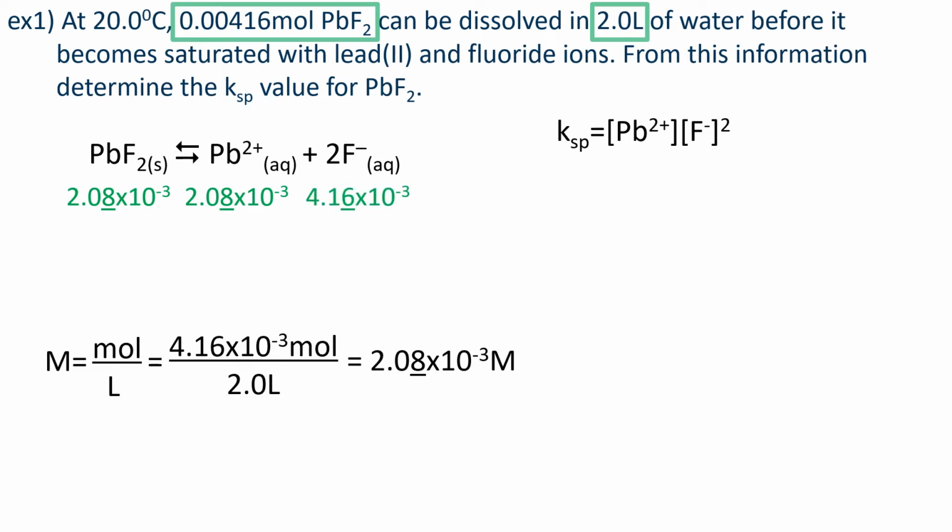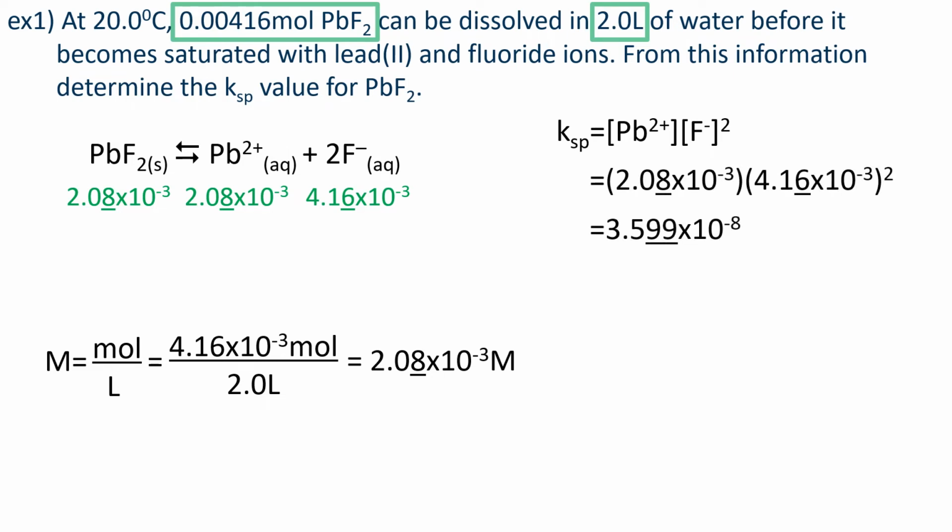So now that we know the concentration of Pb²⁺, and we know the concentration of F⁻, we can substitute those into our KSP expression. We run it through our calculator, and we have a KSP value of 3.6 times 10 to the negative 8 from the information given to us in this question.